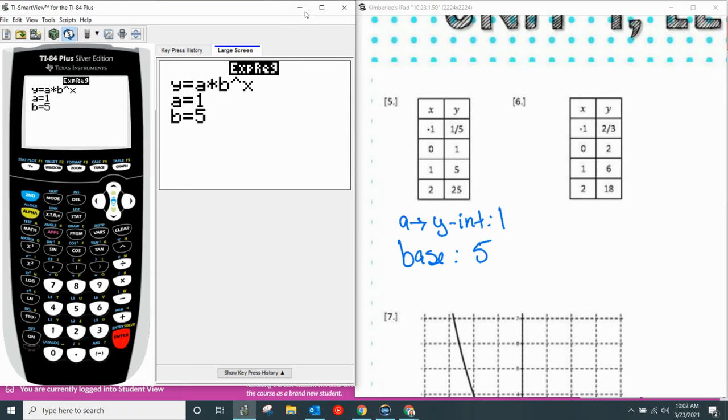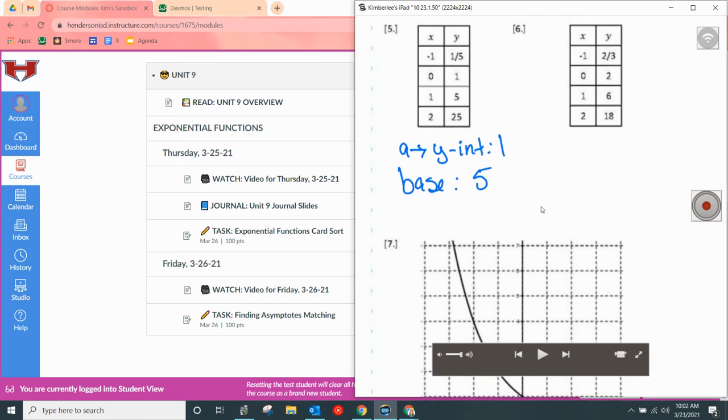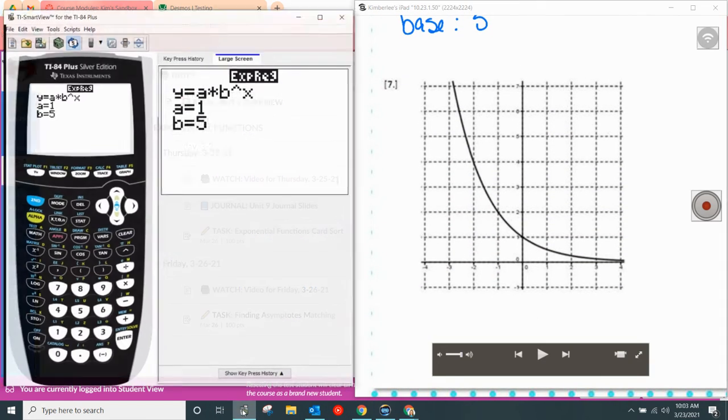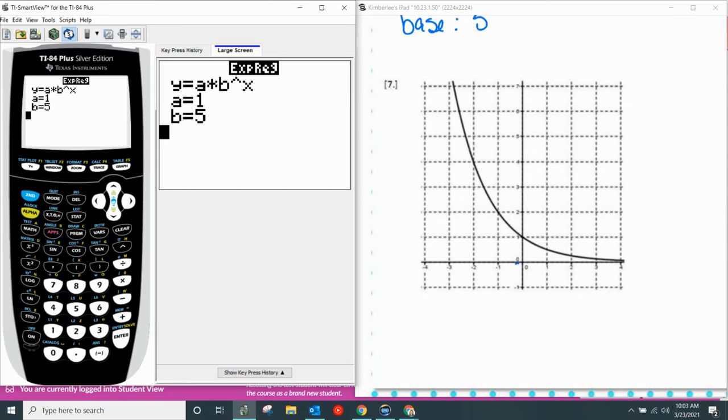Okay, I want to try one more with the graph and do number 7 with you, because the graphs can be a little tricky. I'm going to use a calculator. And I want to talk again about that asymptote. So remember, these guys have an asymptote, which is this invisible line that it gets really, really close to, but it never ever touches. And it's always a y equals thing, the asymptote is. So think of it almost like the opposite of the axis of symmetry for a quadratic.